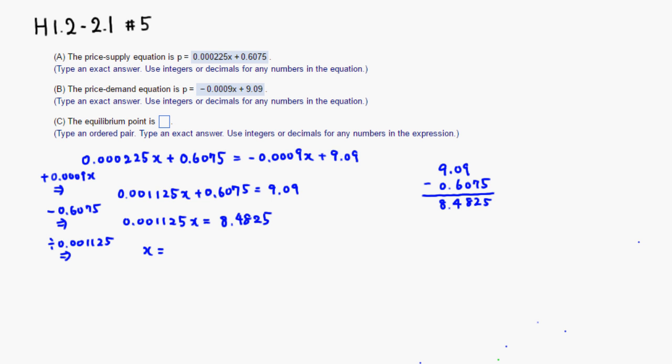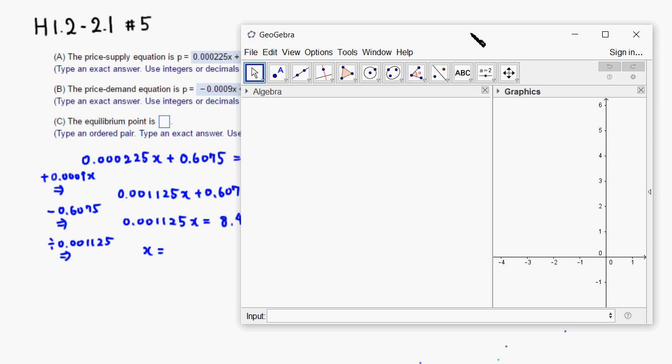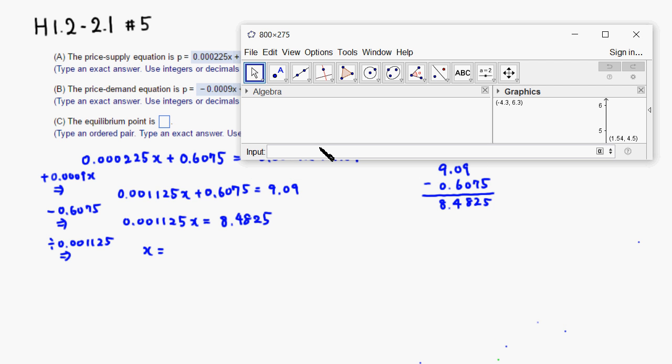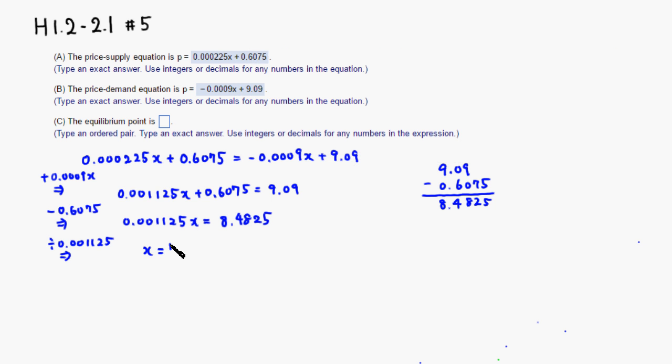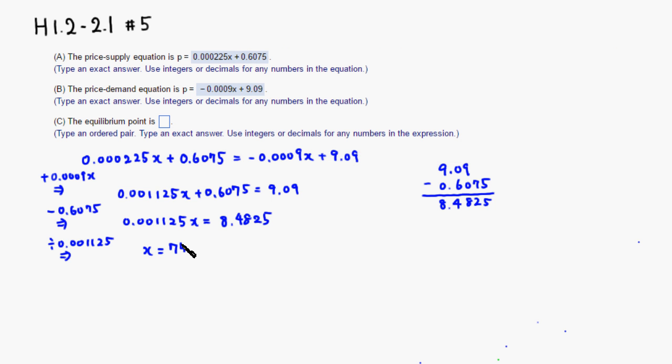I'm going to go ahead and do it on GeoGebra. So I'm going to bring this over. Actually it's too big, I can't see it. So we want to do 8.4825 divided by 0.001125. We'll see if it's a nice number. So this came out to be 7,540. Alright, so we got that.